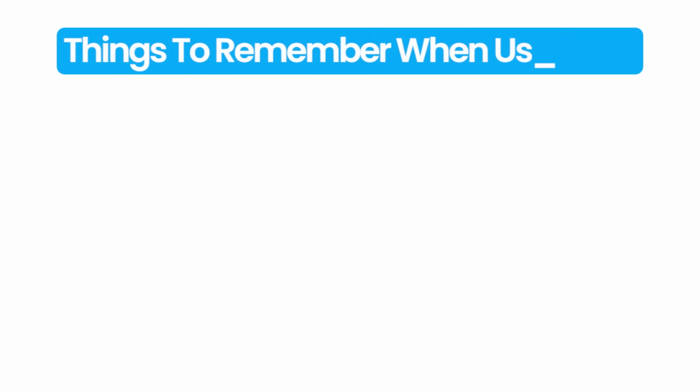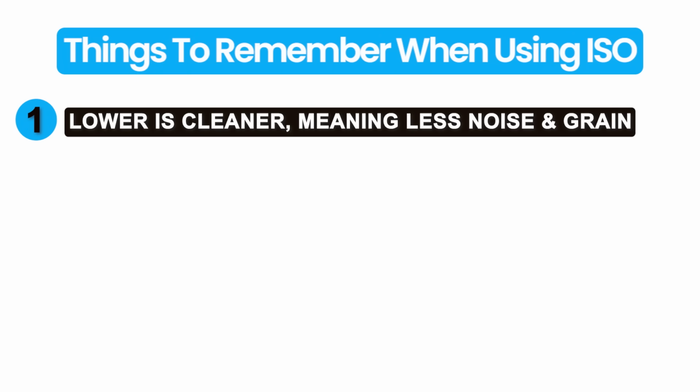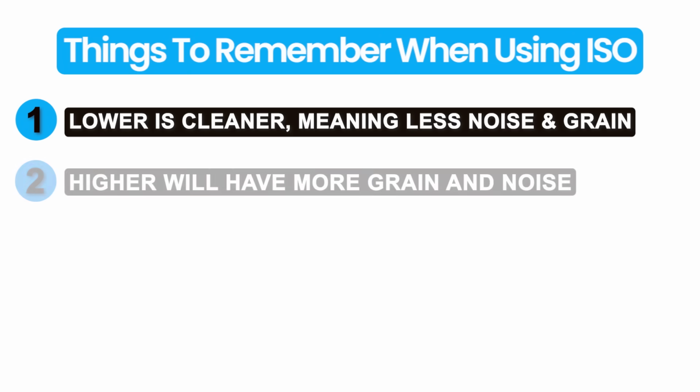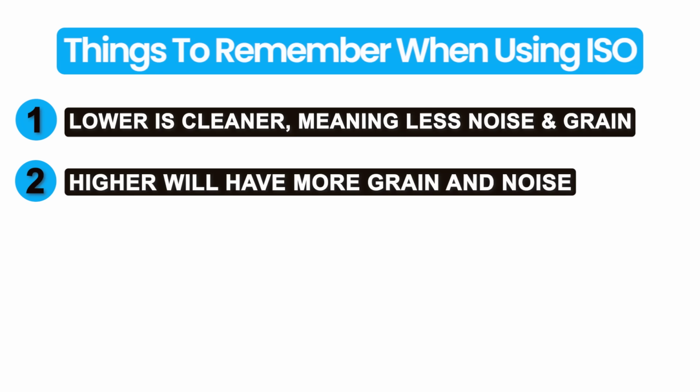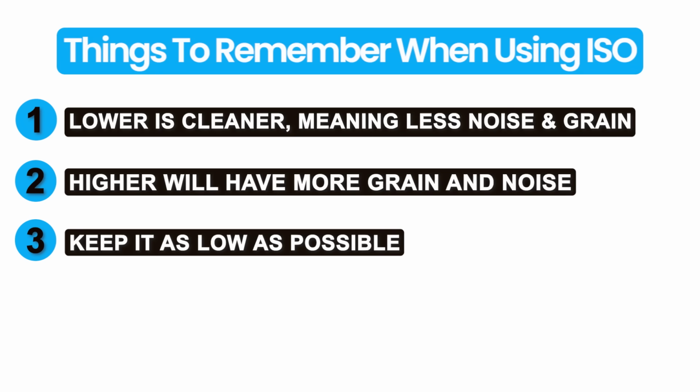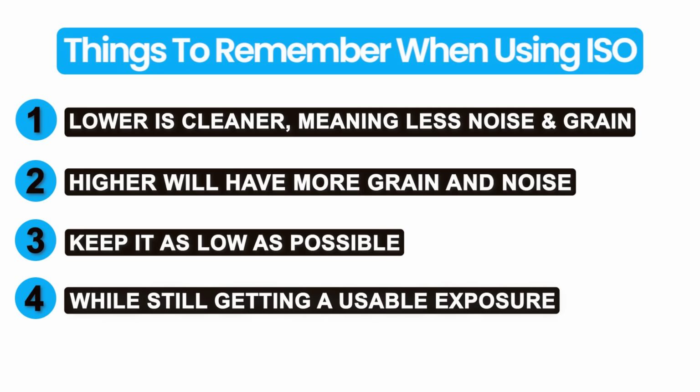So the bottom line with ISO is that lower is cleaner, so less noise and grain. Higher is going to be a lot more grainy. Our goal is to keep it as low as possible while still getting a usable exposure in low light. But to do that, we need to understand the other 2 settings first, starting with shutter speed.